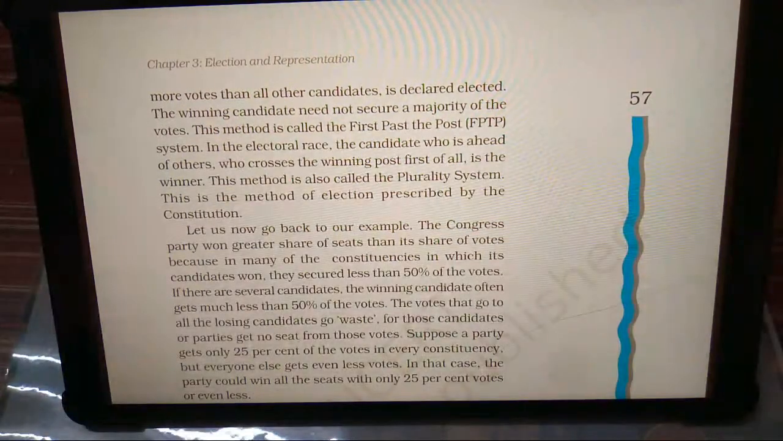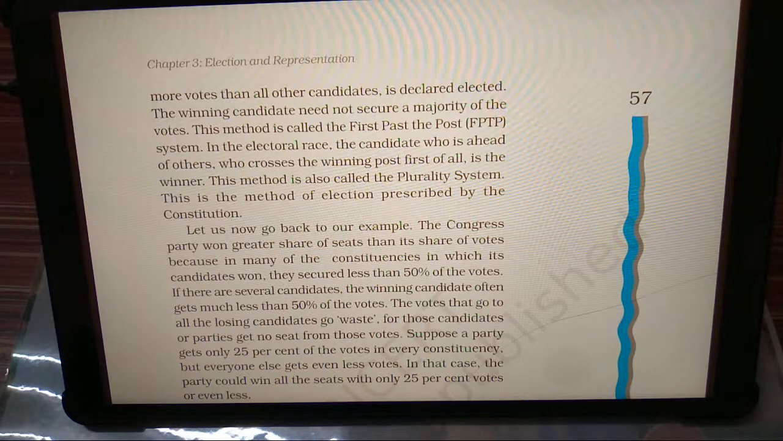In the electoral race, the candidate who is ahead of others and crosses the winning post first of all is the winner. This method is also called the plurality system. This is the method of election prescribed by the Constitution. Let us now go back to our example. The Congress party won a greater share of seats than its share of votes because in many of the constituencies in which its candidates won, they secured less than 50% of the votes.